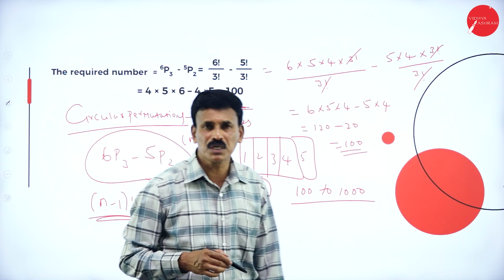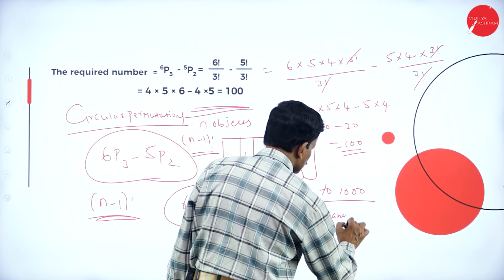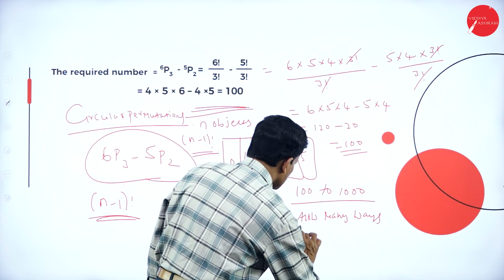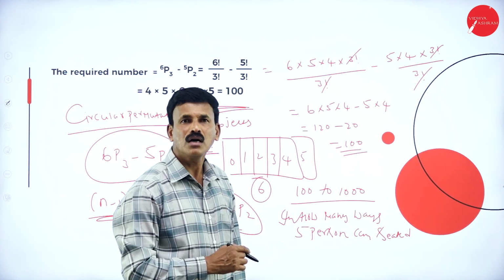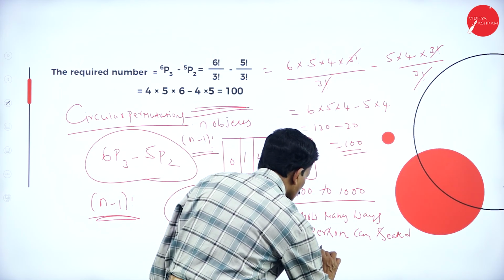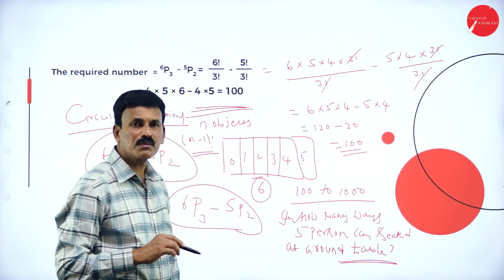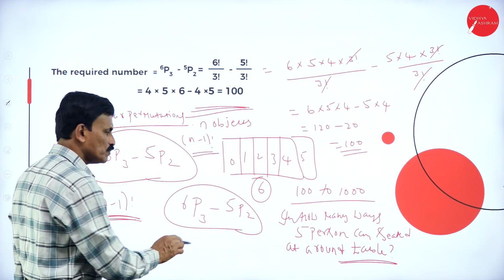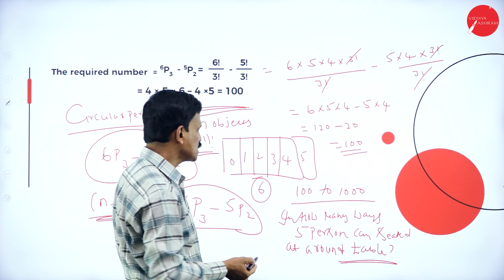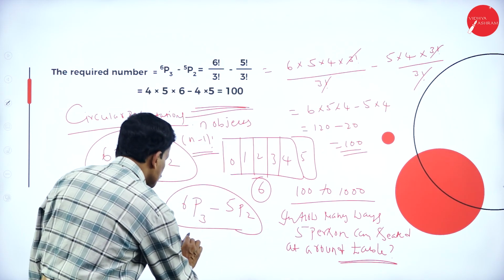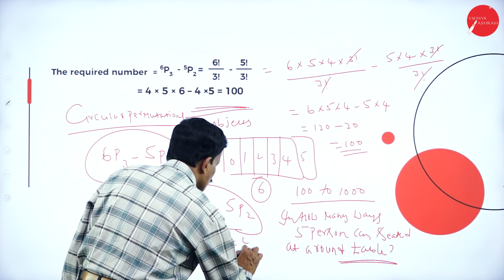Now, let us consider an example. In how many ways can 5 persons be seated at a round table? This is the question. The circular permutation of n objects is n minus 1 factorial. Here how many objects are there? 5 objects. In how many ways can 5 persons be seated around a table? Since there are 5 objects, this can be done in 5 minus 1 factorial, which equals 4 factorial.